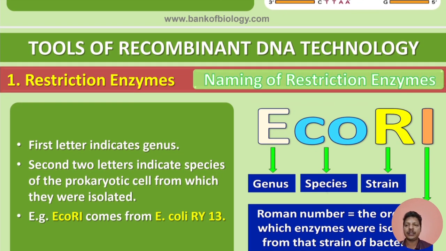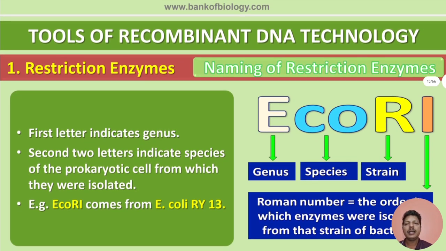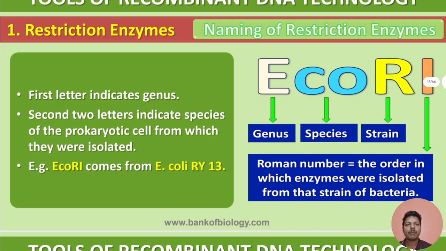Then, naming of restriction enzymes. Here you can see it is restriction enzyme EcoRI. The first letter indicates the genus, the second two letters indicate the species of the prokaryotic cell from which they were isolated. Example, EcoRI comes from E. coli, RY13. R means strain. The Roman numeral is the order in which the enzymes were isolated from the strain of the bacteria.